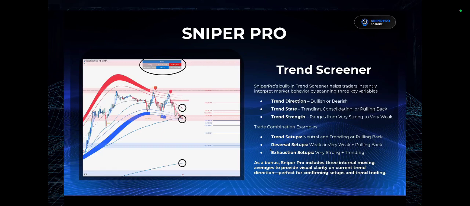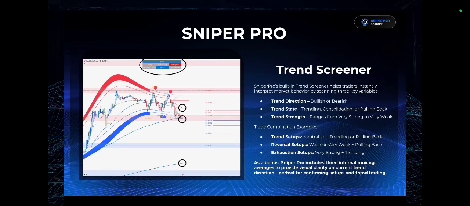You also have reversal setups. Reversals will be if the market is weak or very weak and pulling back, meaning that if this market is dropping all the way down very, very low to the long term, the trend is very, very weak and it's pulling back, you may have a reversal on your hand.